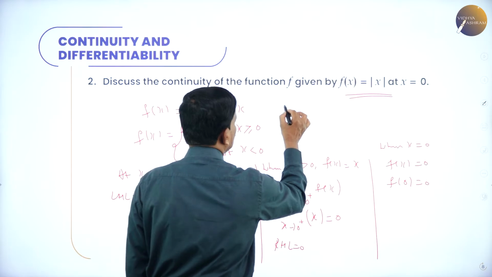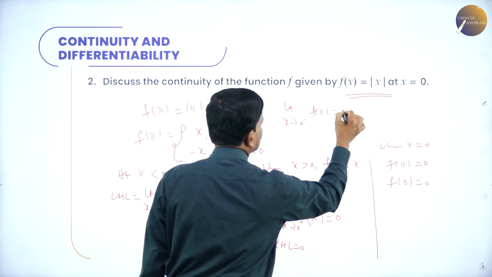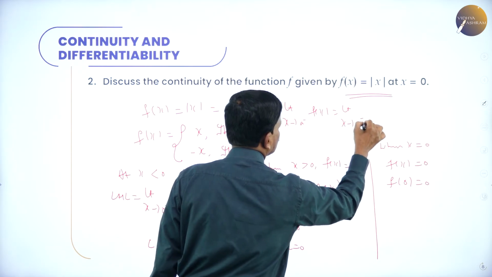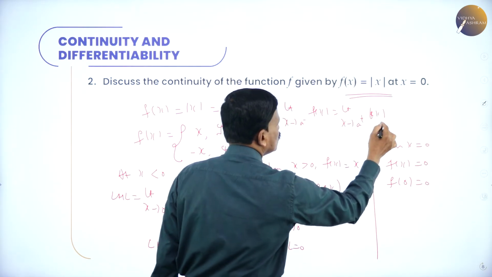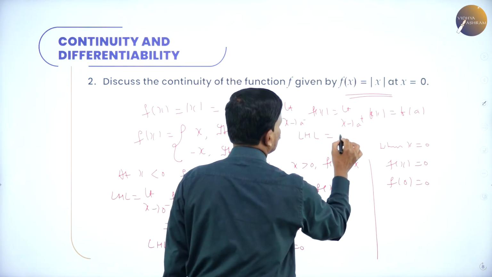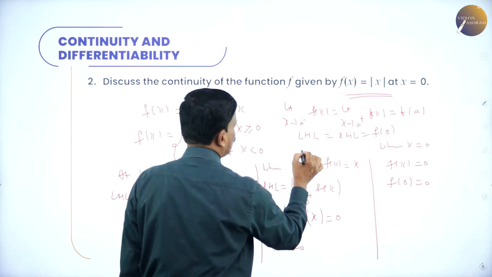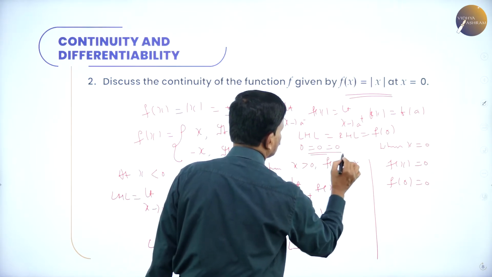Hence limit x tends to a minus f of x is equal to limit x tends to a plus f of x is equal to functional value. That is left hand limit is equal to right hand limit is equal to functional value. All 0 is equal to 0 is equal to 0.